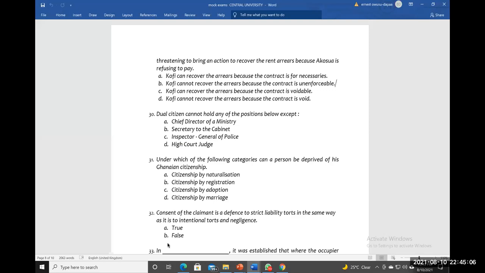Exactly. Good. So there's the way they made the question: under which of the following can a person be deprived of his Ghanaian citizenship? I think it should be "cannot be." Exactly. The question is problematic. Because if you say "can a person be deprived of his Ghanaian citizenship," Section 18 has made exception in respect of citizenship by birth and citizenship by adoption. Thankfully, we don't have citizenship by birth in the four options. We have citizenship by adoption. And Section 18 is saying that if your citizenship is by adoption, then the Attorney General cannot go to court for you to be stripped of that citizenship. So I think there's a typo somewhere. Maybe the examiner intended "cannot," and the "not" did not come. So if it's "cannot," then the answer will be C.